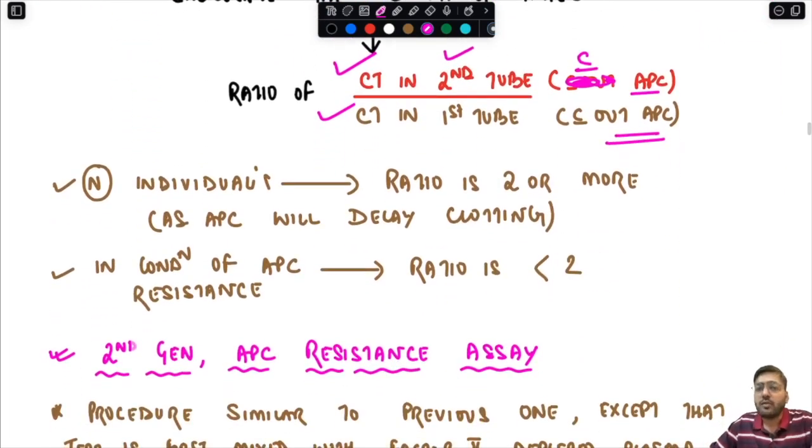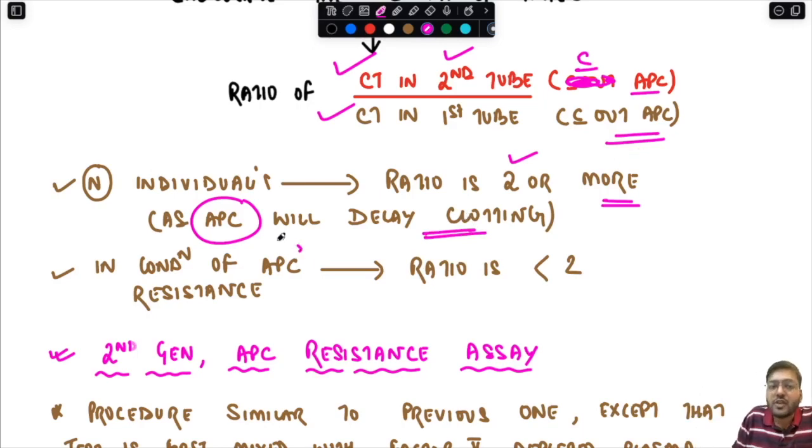So in normal individuals, the ratio is 2 or more, as the activated protein C will be able to inhibit the factor number 5, and therefore the clotting process will be slowed down, and as a result the clotting time will be delayed. So the ratio will become more. Whereas in conditions of APC resistance the ratio will be less than 2.